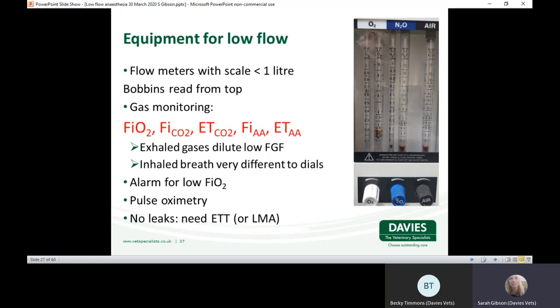I'll show you examples of gas monitoring and why it's useful and really essential for very low flows. We're interested in the inspired gases, oxygen, carbon dioxide, and the anaesthetic agent. FI denotes inspired. Also expired, carbon dioxide, and anaesthetic agent. So ET denotes end tidal, so expired. Other monitoring is an alarm for low inspired oxygen concentration and pulse oximetry. It's important to ensure there are no leaks in the system, so the patient will need a cuffed endotracheal tube, or it might be possible with a laryngeal mask airway.